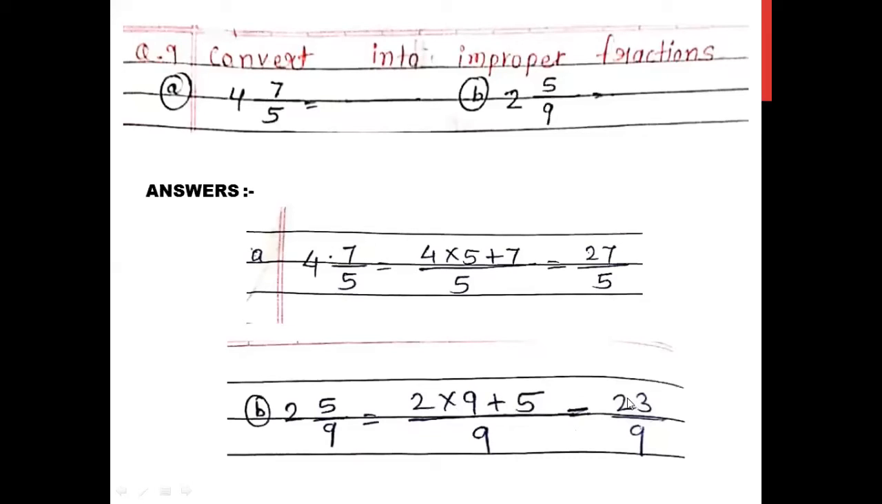So 23 upon 9. In this way, we convert this number into improper fraction. So it's too easy. You have to know the operation between these numbers. So 2 multiply to 9 and the numerator will be add. So 23 upon 9. Clear?